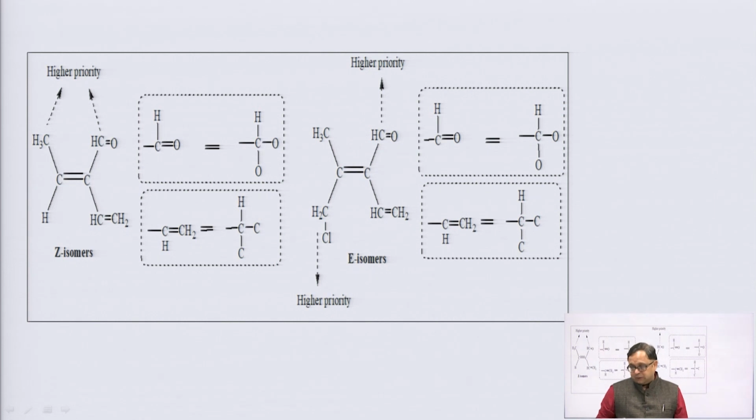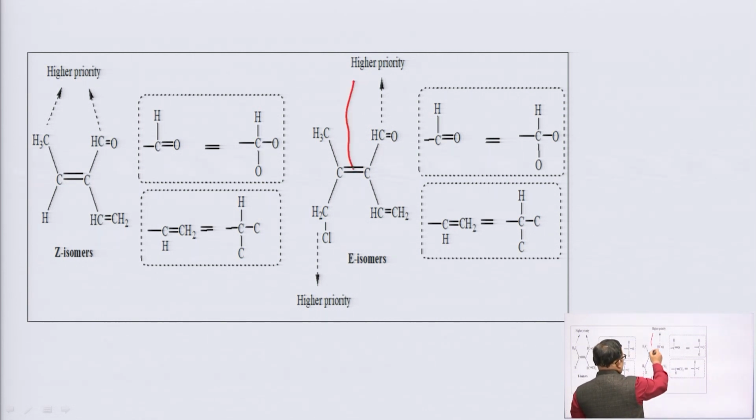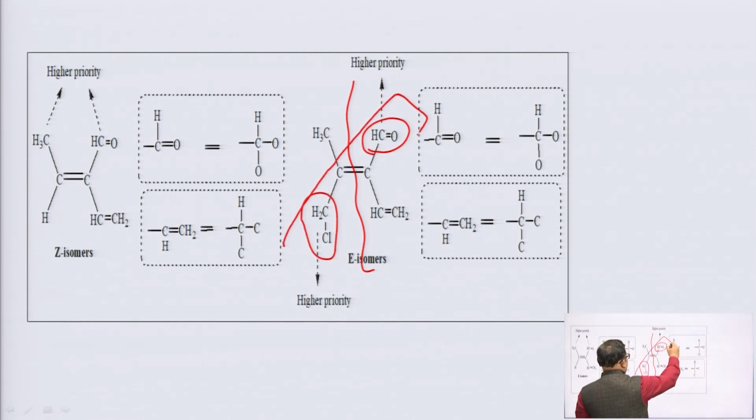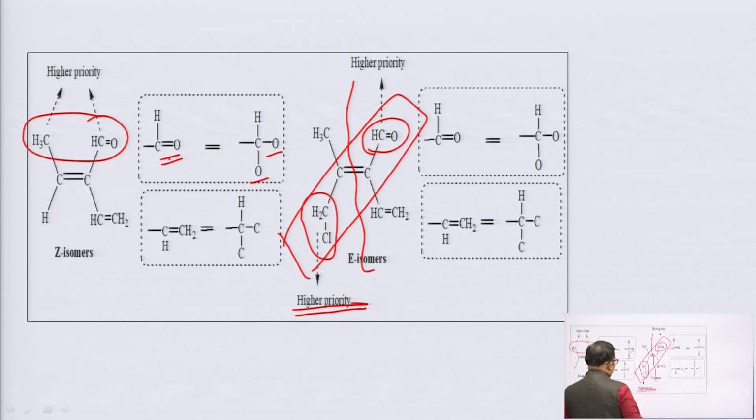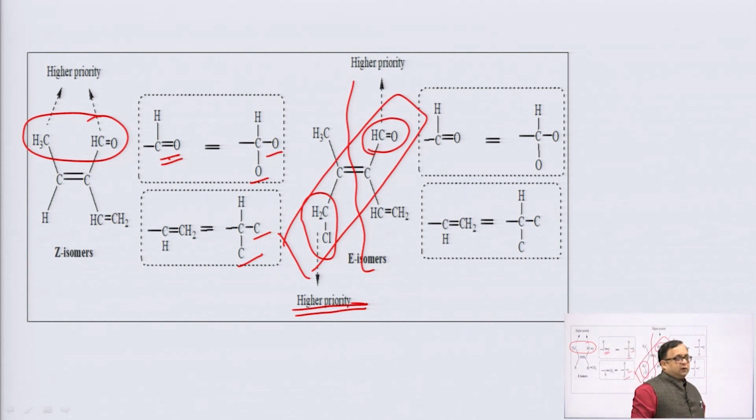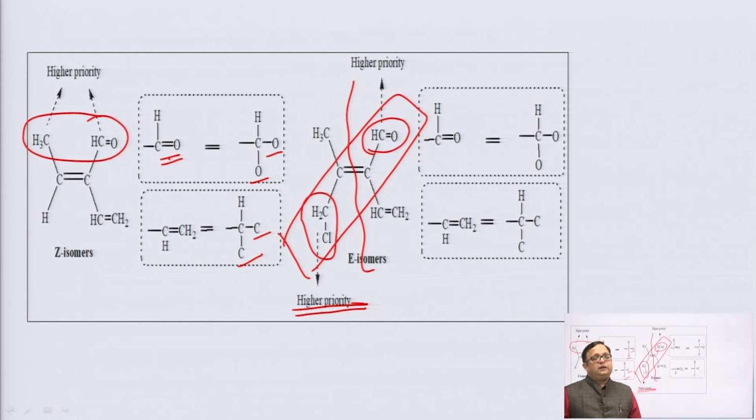Similarly, this is one more example. In this case, this is the group with higher priority, this is the group with higher priority, and both are present on opposite sides. So, we are calling it an E. In this case, both the higher priority groups are present on the same side. Here, C double bond O, we are considering as 2 single oxygen atoms, and here 2 single carbon atoms. So, in this case, oxygen has higher priority as compared to the carbon. So, by considering these multiple bonds as single atoms, we can assign the priority.